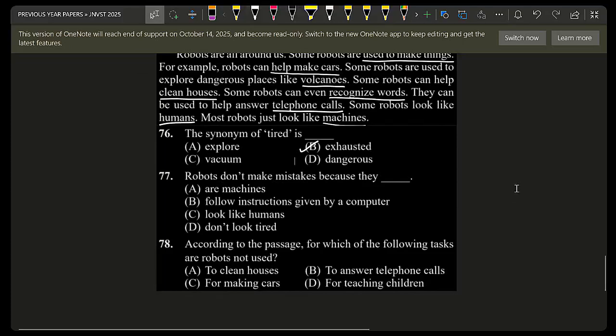Robots don't make mistakes because they dash. Why are they not making mistakes? Because they are machines? Yes, maybe. Because they follow instructions given by a computer? Instructions given by a computer may be faulty and may lead to mistakes. Because they look like humans? No. Because they don't look tired? No. Because they are machines, they don't make mistakes. Okay, machines don't make mistakes. Whatever instructions are given, they will follow.